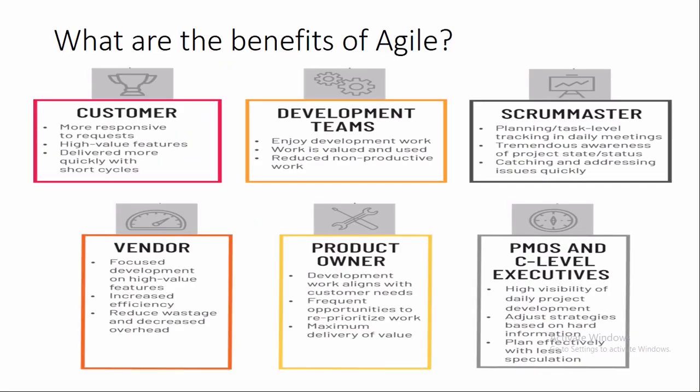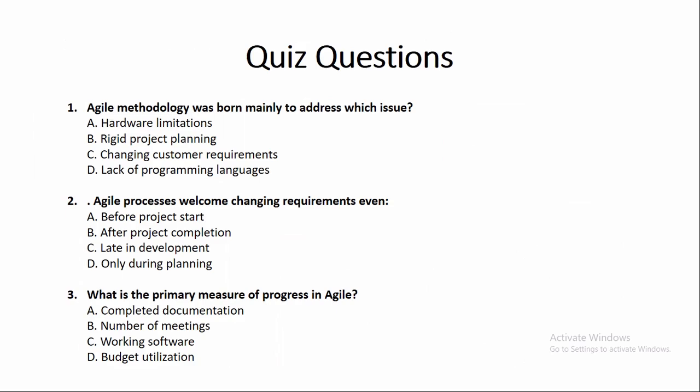Yes, so these are all the benefits of Agile. The benefits are clear across the board. Customers get high value features faster. Yes, development teams do work that is actually valued. Then executives, or the scrum master, get high visibility into the project status, so they can plan with less speculation. Yes, so this is all about the benefits of your Agile system.